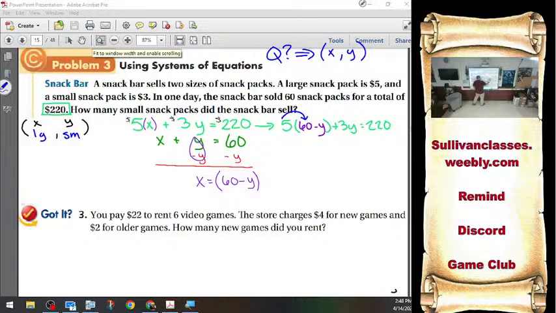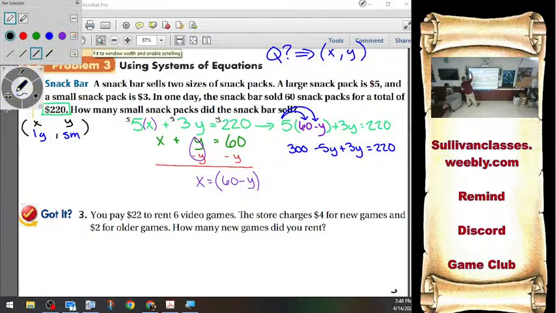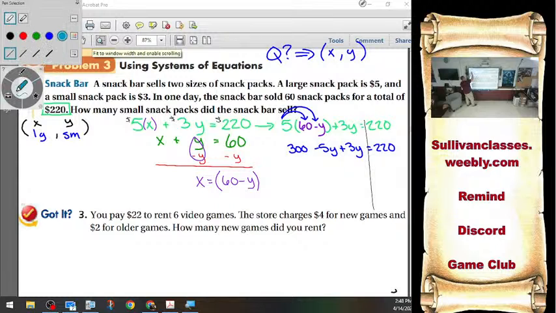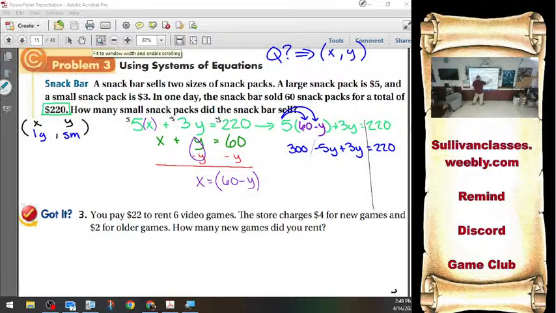5 times 60 is 300. 5 times a negative y is minus 5y. Plus 3y. Can I combine any terms on the left? Any of them? Negative 5 plus 3 is what?